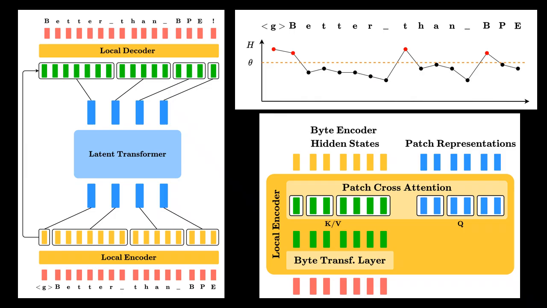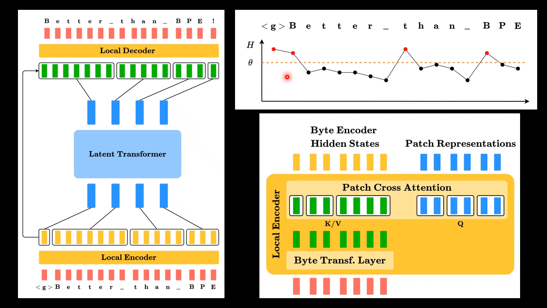If the next byte is easy to predict, or the entropy is low, the patch grows. If the model is uncertain, or the entropy is high, the patch ends and a new one starts. So predictable text gets compressed aggressively and difficult regions get more attention. This already gives you something tokenizers can't: adaptive compute allocation.